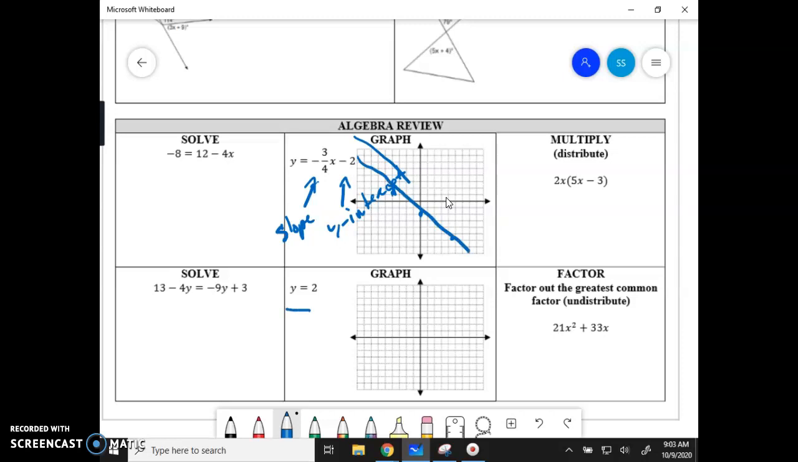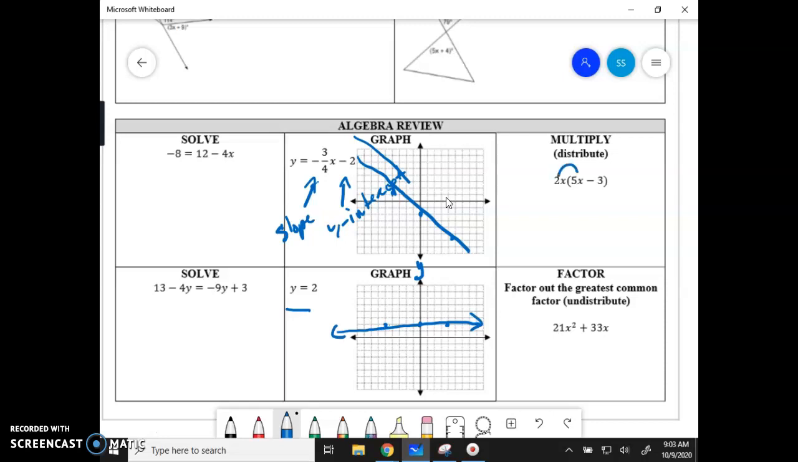Y is equal to 2. This is just going to look like this. Y is always equal to 2. So that's going to be on the y axis at positive 2. You could put several options out here. You're going to get a horizontal line for that.